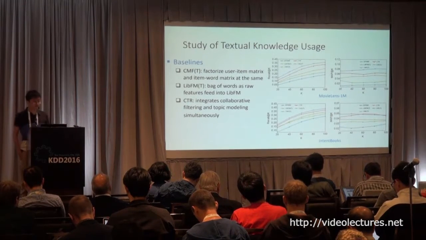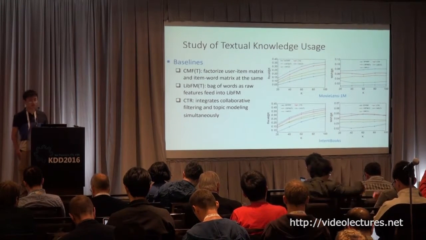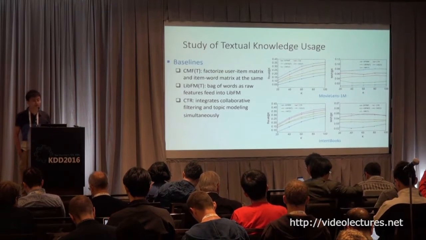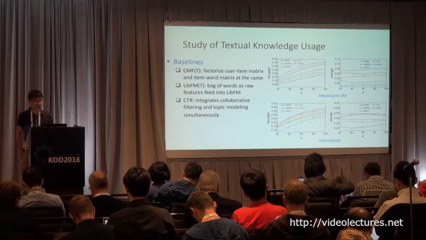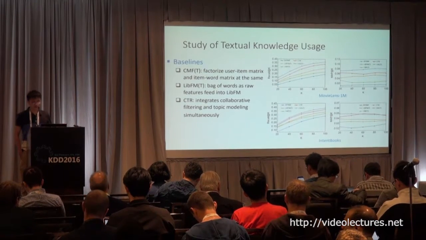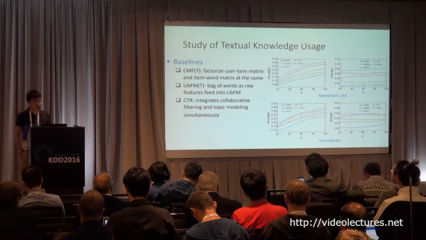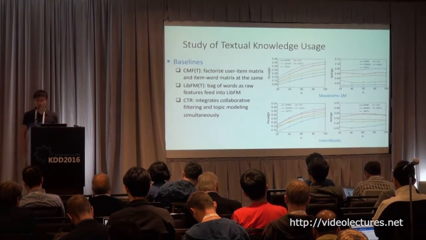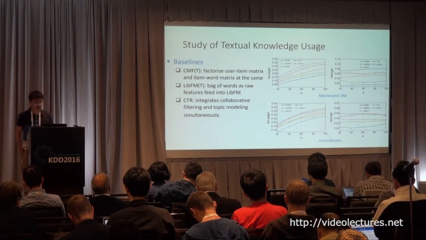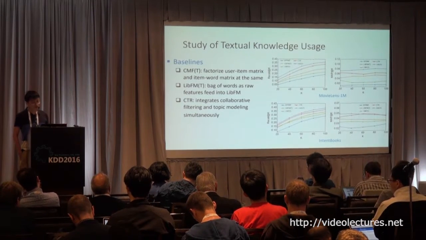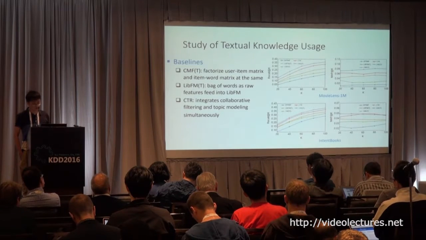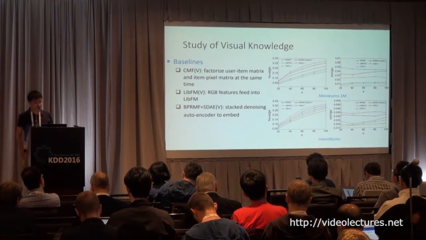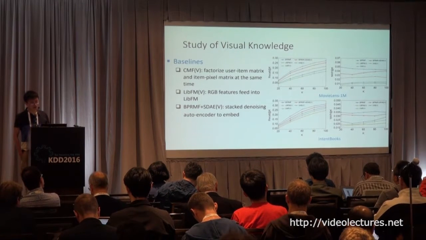And this is a study for textual knowledge. We also compare some baselines such as CMF, which will factorize user item matrix and item word matrix at the same time, and factorization method, which use backwards and raw features. And we can see also our model use the unsupervised deep learning model. We also achieve, at most time, the best performance. And also, this is the results for visual knowledge. It is quite similar that our model have a better performance.